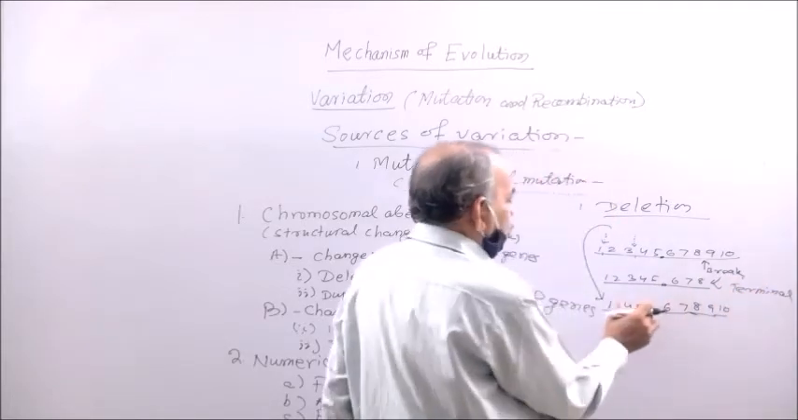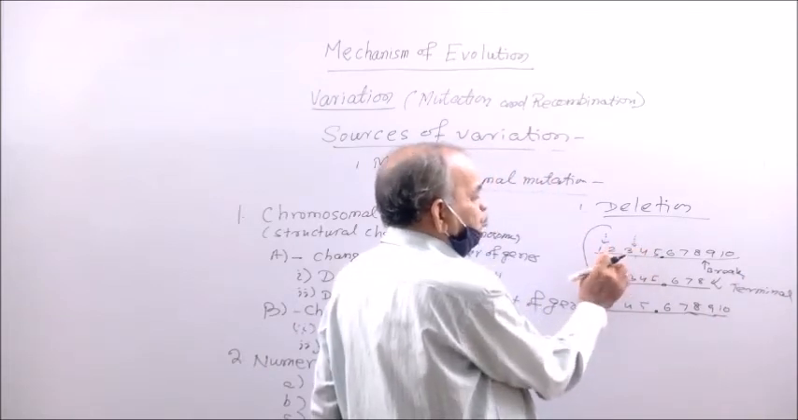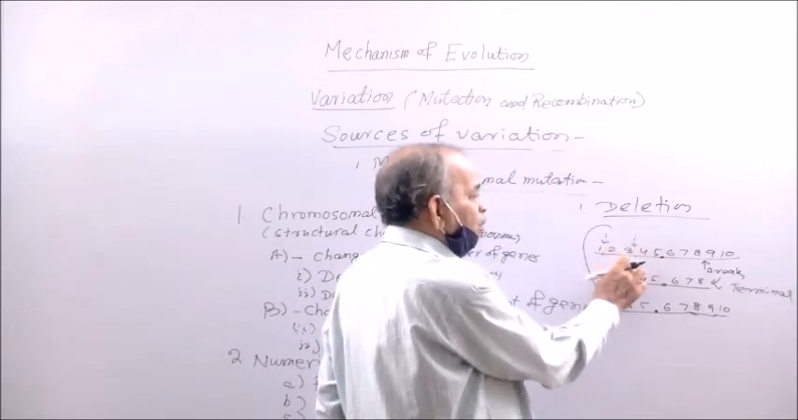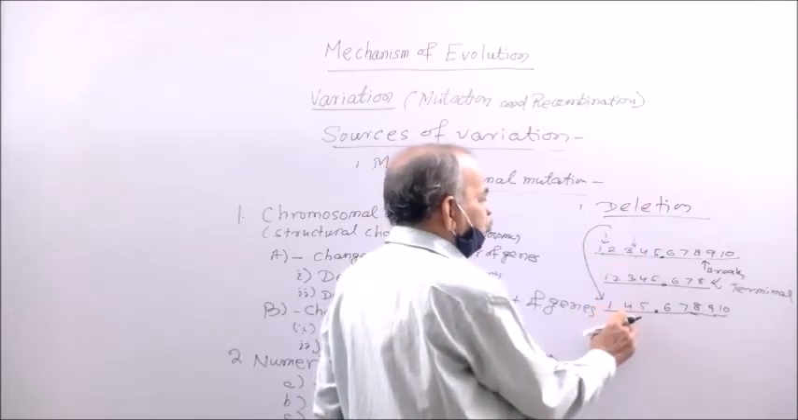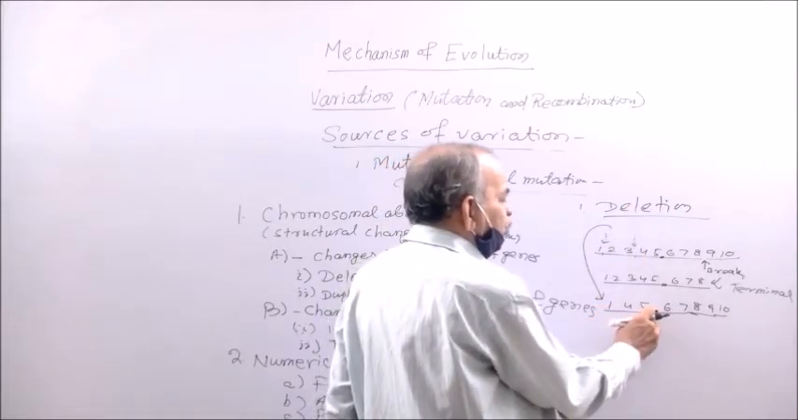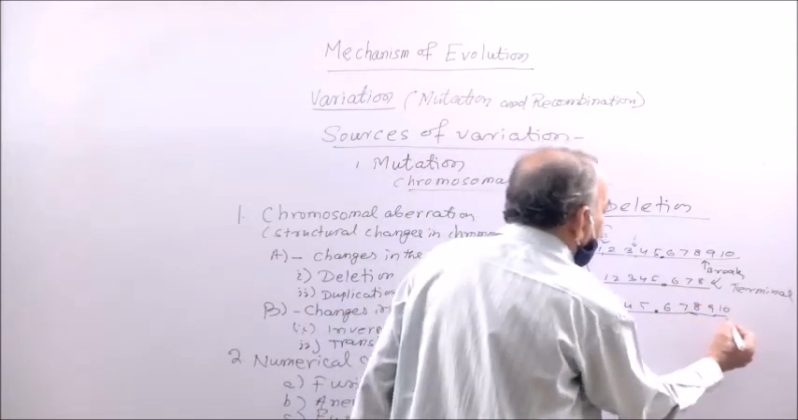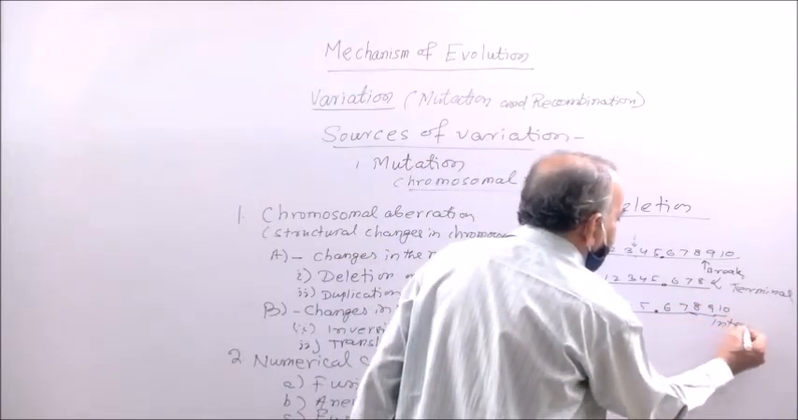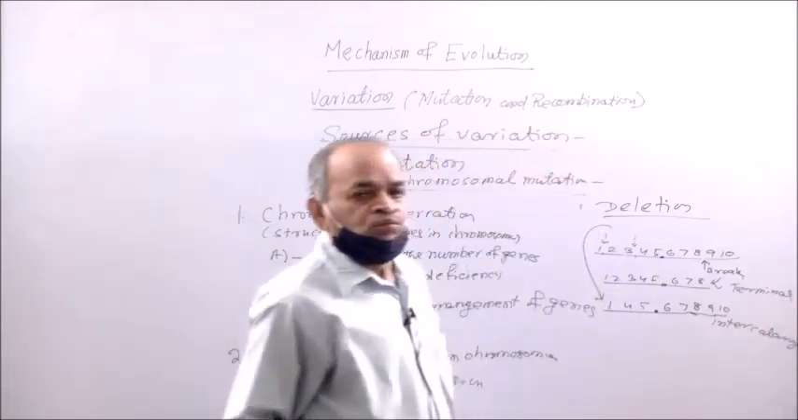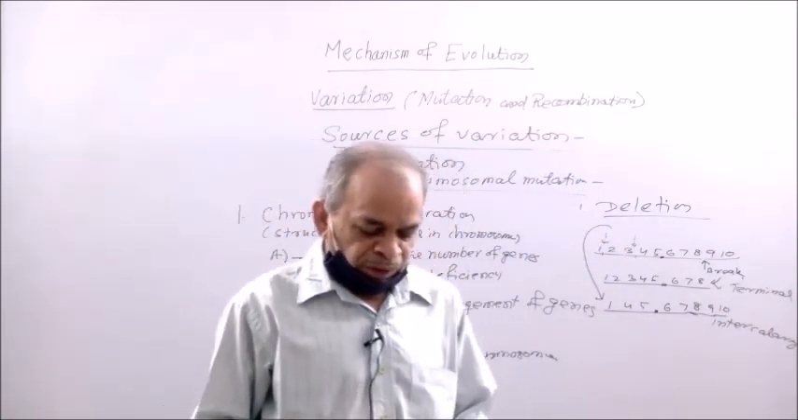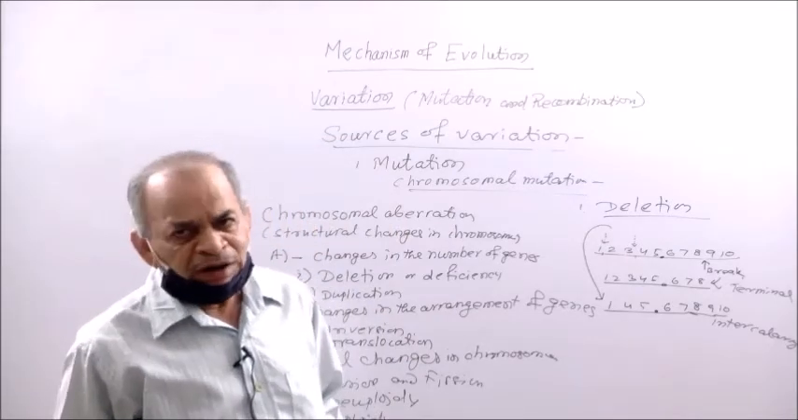Now if it is from the middle portion, that means two breaks are involved. These are the two breaks and these 2, 3 are deleted. So it becomes 1, 4, 5, this is the centromere, 6, 7, 8, 9, 10. This is intercalary. So that is deletion.